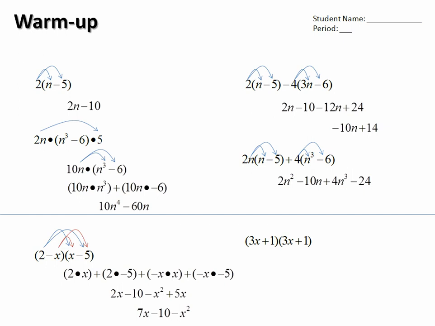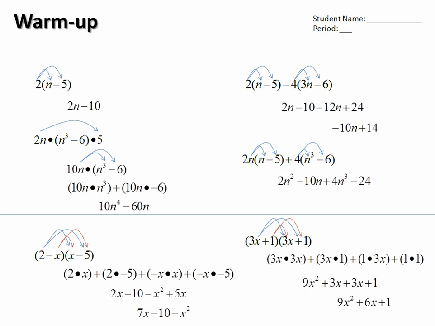Okay, so hopefully you did the same process. We have a 3x times 3x and a 3x times 1, and then a 1 times 3x and a 1 times 1. Each item is being distributed fully. Then you simplify and combine your like terms.